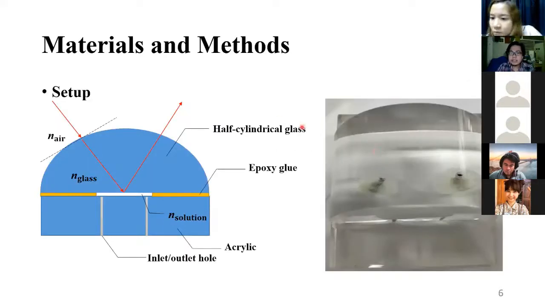This is my sample chamber. The left-hand side shows the geometry design of the chamber, and the right-hand side shows a real picture. The sample chamber is made of half of a cylindrical glass and transparent acrylic together with the front side tab, sealed with epoxy glue. There are two holes, used for exchanging the solution. And you can see that the white area is the micro channel chamber.